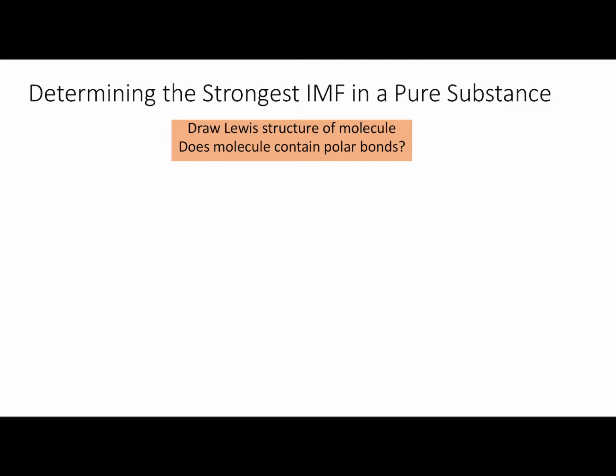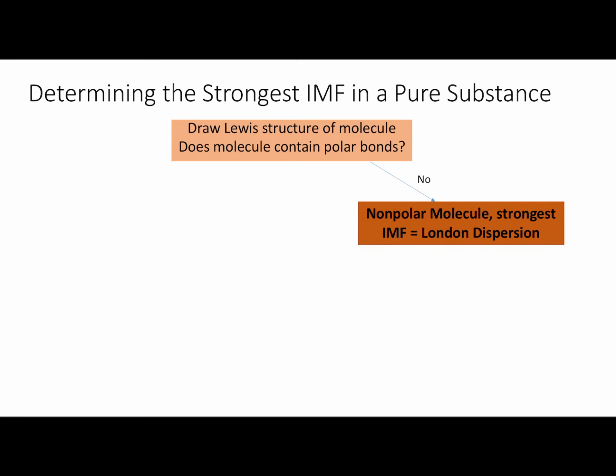The first question that I like to answer is, does the molecule contain polar bonds? The easiest way to answer this question is to have in front of you a correctly drawn Lewis structure. If the answer to that question is no, then the molecule is nonpolar, and the strongest intermolecular force experienced by that pure substance is London dispersion forces.